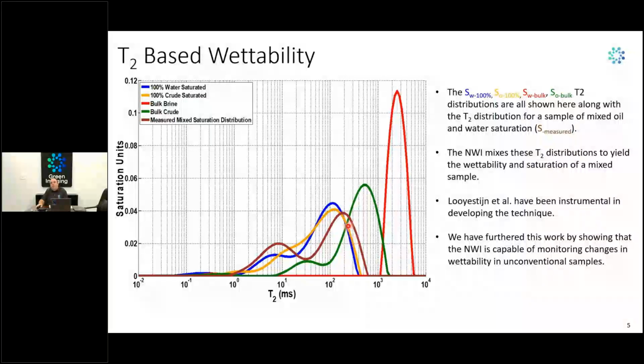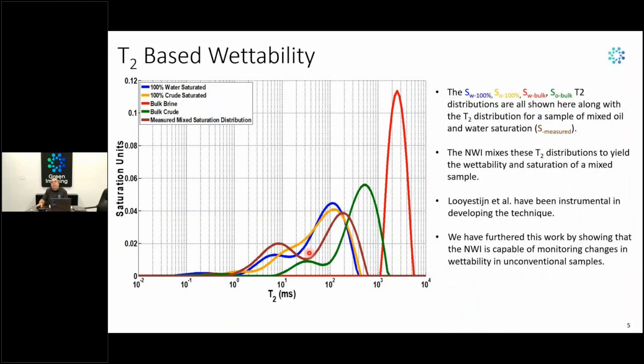T2 distribution of a sample, the same sample that the 100% water saturated and 100% crude saturated T2 distributions were recorded for. Only this time for the brown, it's mixed. It's got oil and water in it, and its T2 distribution looks like this. So the question is, can you mix the blue, the yellow, the green, and the red T2 distributions together to give the brown T2 distribution? And if done correctly and quantitatively, can you get the wettability out from this mixing? And the answer is yes.